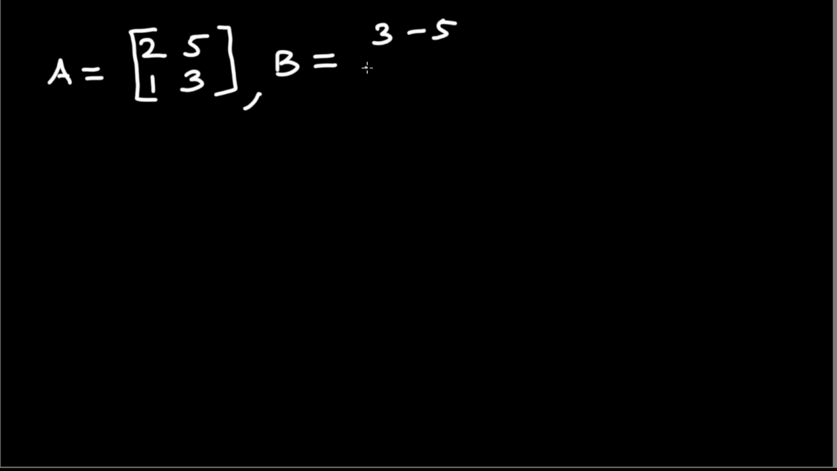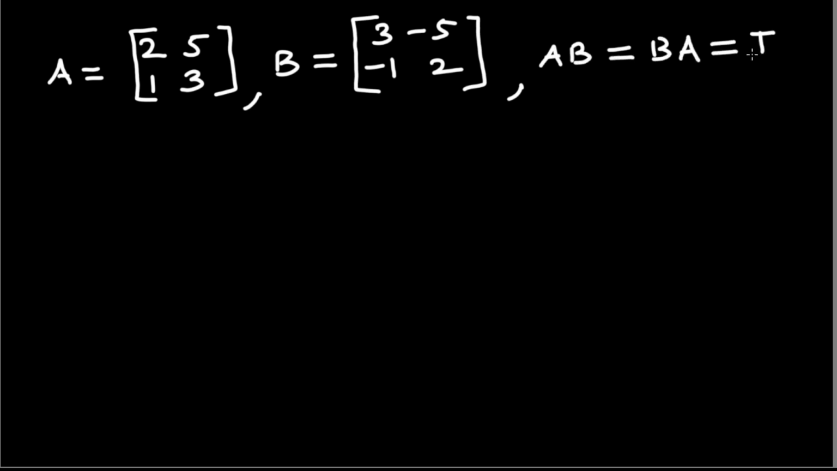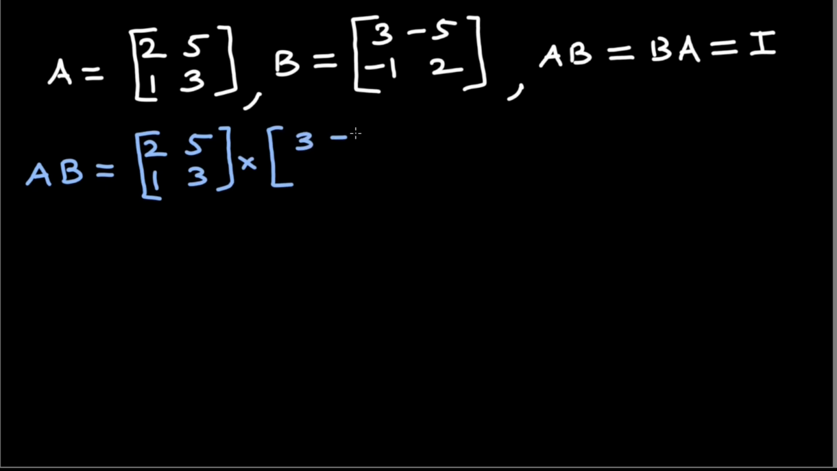If matrix A is [2 5; 1 3] and matrix B is [3 -5; -1 2], we have to show that AB equals BA equals identity matrix I. So let's first perform AB. It will be [2 5; 1 3] multiplied by [3 -5; -1 2].